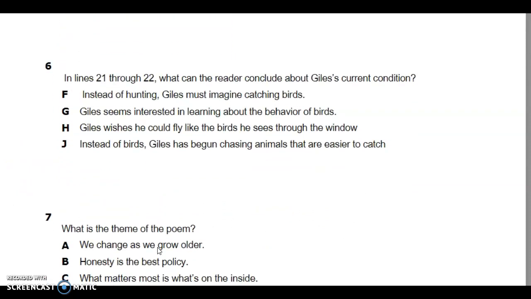Number 6, in lines 21 through 22, what can the reader conclude about Giles' current condition? So the word conclude means it's like a conclusion in the end. What can you get from this? So the ending. So let's look at 21 through 22.